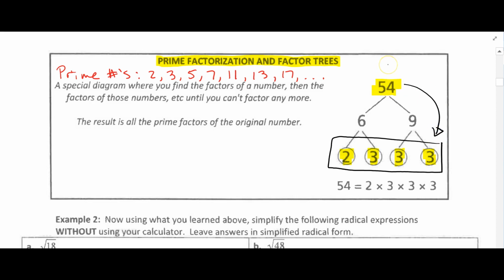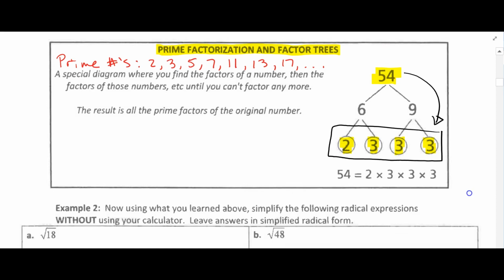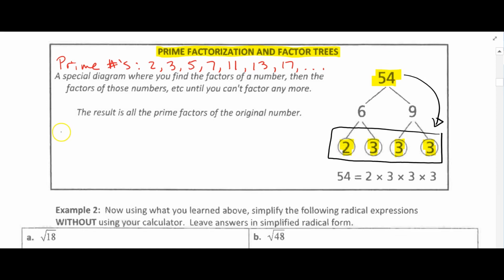So let's take a look at this in the context of how we'll be using it. So let's say we had the square root of 54. We would do our factor tree and figure out that the square root of 54 is in fact the square root of 2 times 3 times 3 times 3. I just took all these factors in this box here and put them under the radical. If I multiplied all this out, I would get 54.